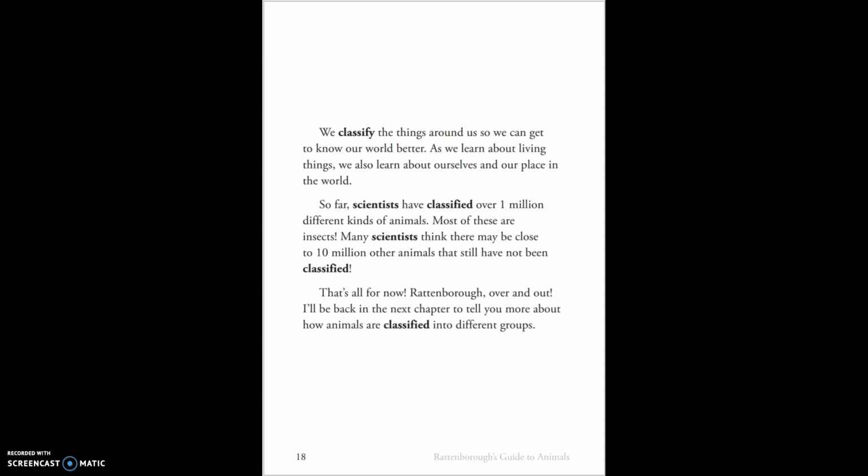So far, scientists have classified over 1 million different kinds of animals. Most of these are insects. Many scientists think there may be close to 10 million other animals that still have not been classified.